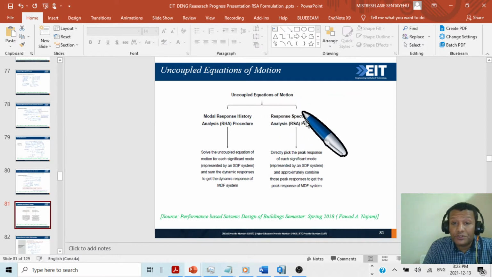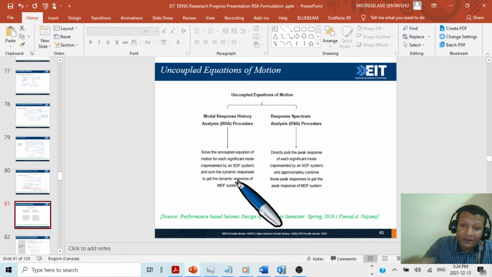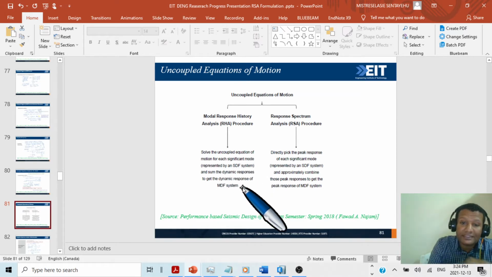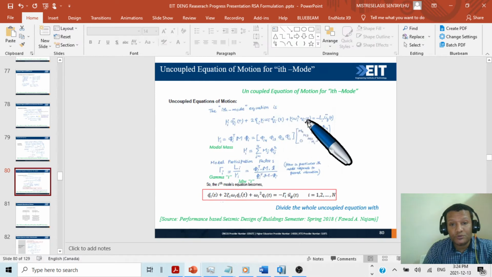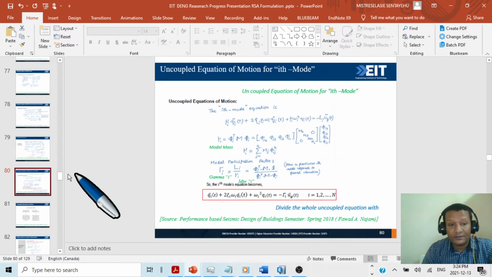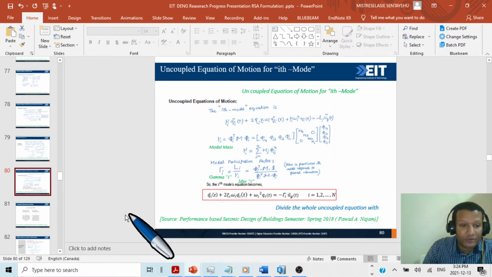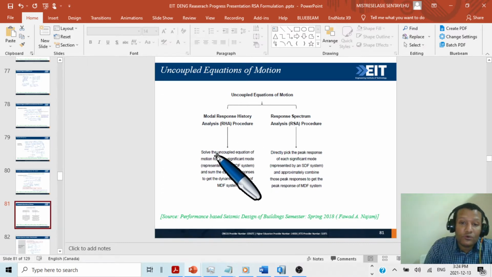So, uncoupled equation of motion, modal response history analysis, as I showed you now: solve the uncoupled equation of motion for each significant mode represented by the single degree of freedom system and sum the dynamic responses to get the dynamic response of the multiple degree of freedom system. Once you find the uncoupled equation of motion, then we can solve for each. We assume each floor as a single degree of freedom system and sum up to find the multiple degree of freedom system. But in the response spectrum analysis procedure, we don't solve for each equation.